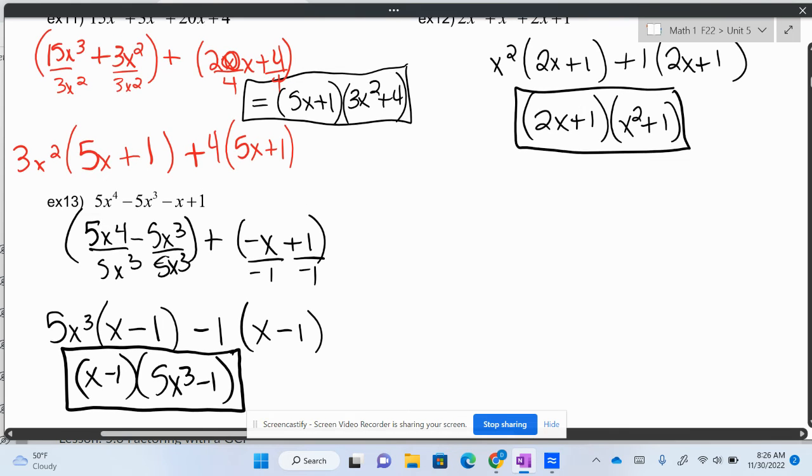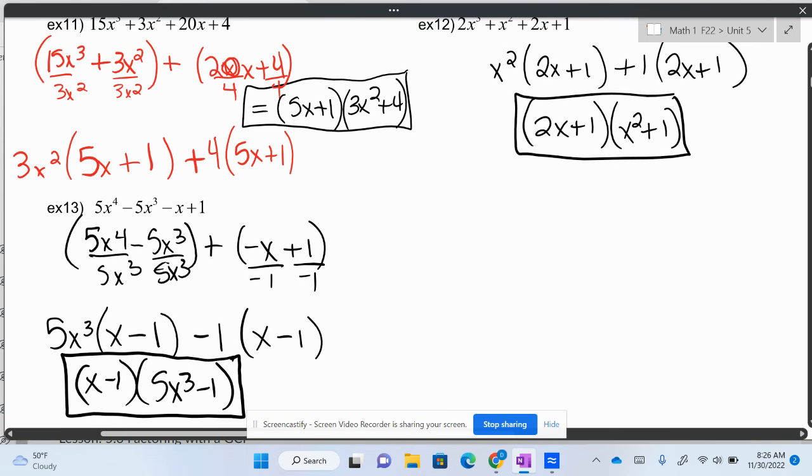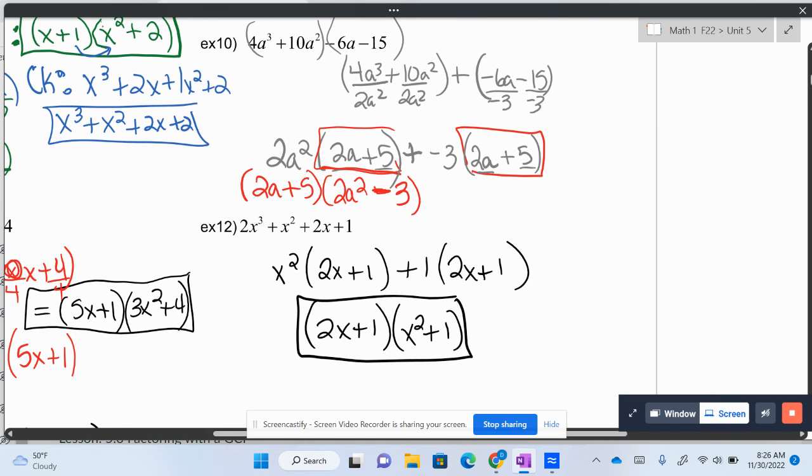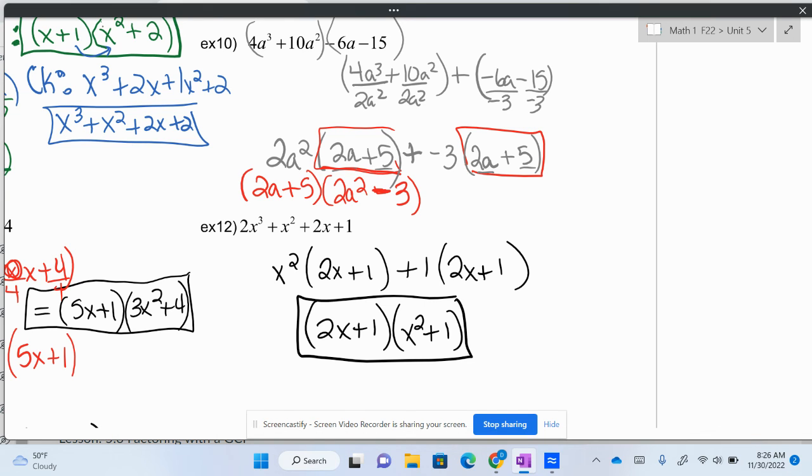Do y'all think you're ready? Need a little bit more time? Okay, let's take a look at them. So for number 12, I took out an x squared from the first grouping. This is how I grouped them. That left me with 2x plus 1. For the second grouping, 2x plus 1, I didn't have anything to take out, so I took out a 1. So I still have this common factor, which becomes my first term. And then my second term is x squared plus 1, because we have to turn it into 2 binomials.